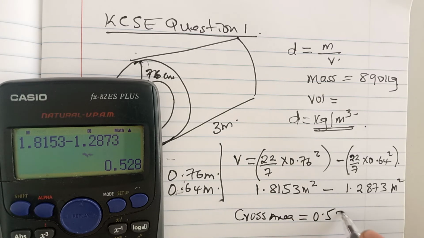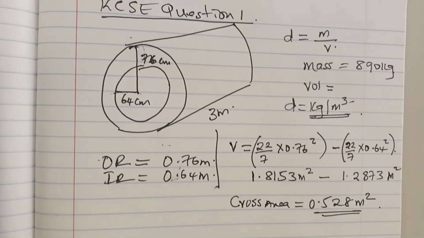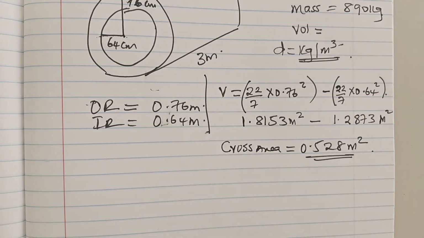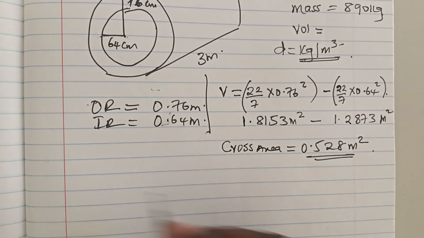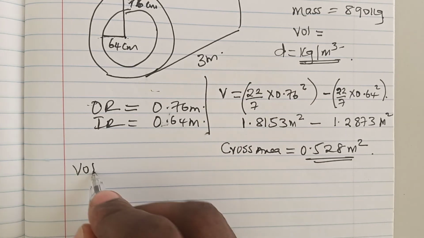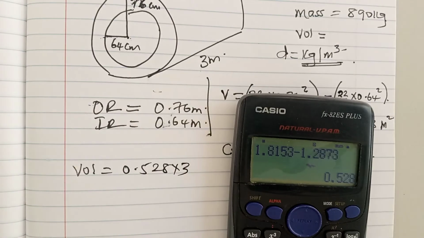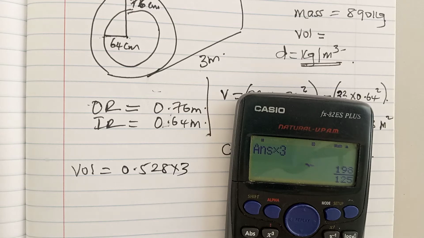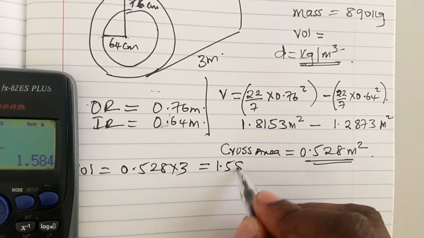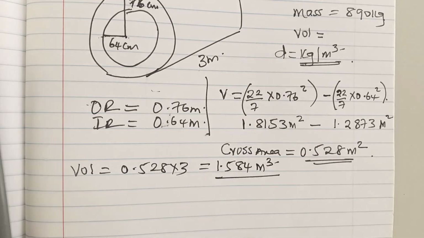So the cross-sectional area is 0.528 meters squared. Now, for us to get the volume, we must multiply the cross-sectional area by the height. So the volume is 0.528 times 3, and we get 1.584, which gives us 1.584 meters cubed. This is the volume.